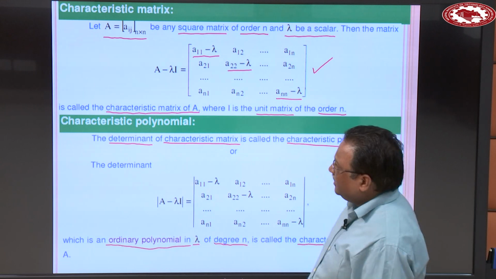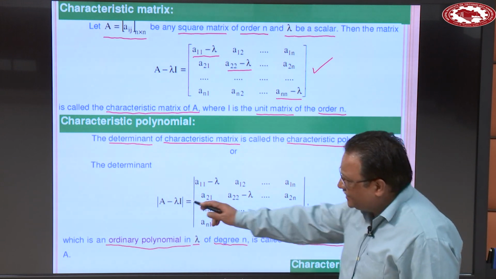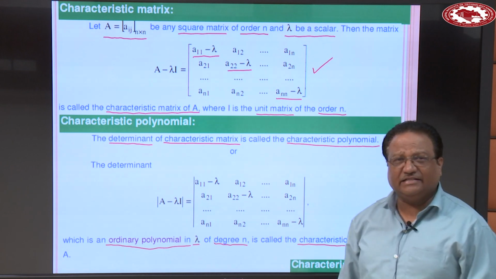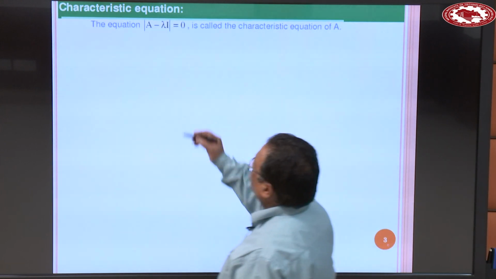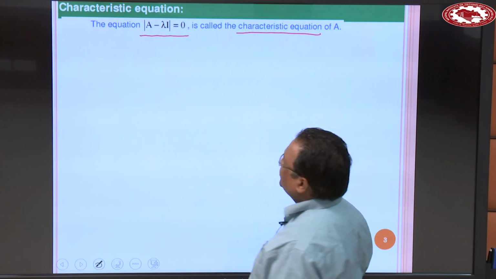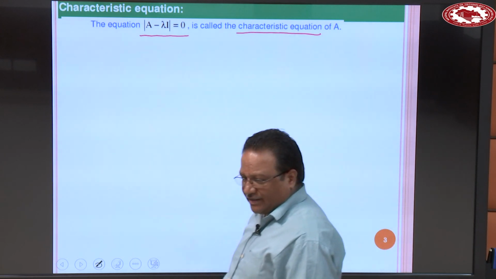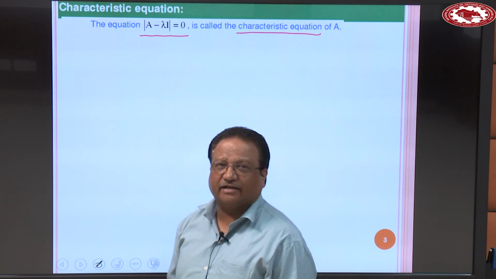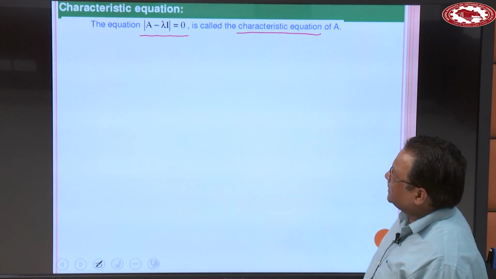Next is the characteristic equation. When the determinant of A minus lambda I is equal to 0, that is known as the characteristic equation. So, the equation determinant of A minus lambda I equal to 0 is called the characteristic equation of A. If we are given a matrix A, then you can write the characteristic matrix, the characteristic polynomial, and setting that polynomial equal to 0, we obtain the characteristic equation.